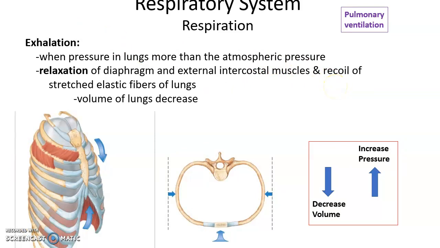With exhalation, we need the pressure in the lungs to be greater than the atmospheric pressure. This occurs by relaxing the diaphragm and the external intercostal muscles. When these muscles relax, the lungs will naturally return to the original size, thereby decreasing the volume of the lungs. If you decrease the volume of the lungs, you increase the pressure in the lungs, and this will cause the air to get squeezed out of the lungs and out into the atmosphere.